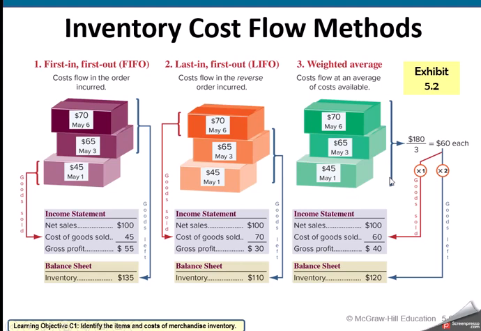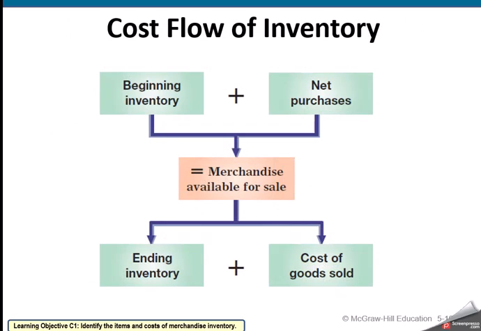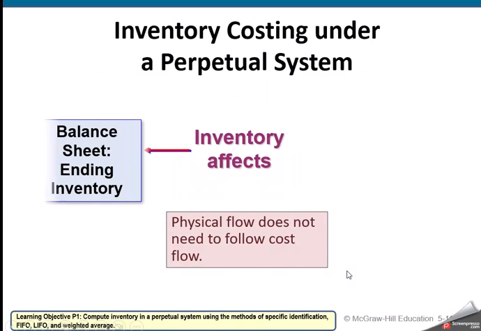The weighted average says I'm going to take my total cost, divide it by my total units, and get an average. And then I will charge that average off equally to cost of goods sold and ending inventory. Now, companies can choose any one of these 3 methods. It does not have to follow how their goods move. It's just their choice. So the flow of inventory will have a beginning inventory plus our purchases. That will give us what's available for sale, and it's either left in our ending inventory or it's charged out to cost of goods sold.